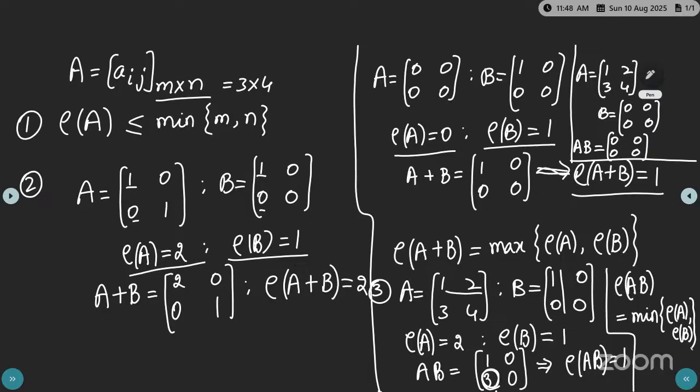Next, fourth property, rank of A equals rank of A transpose.